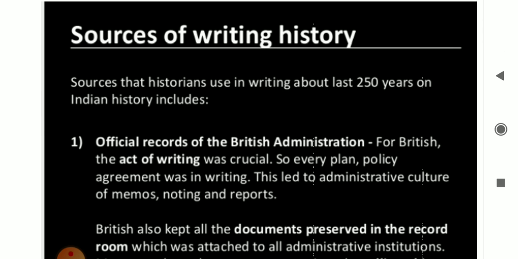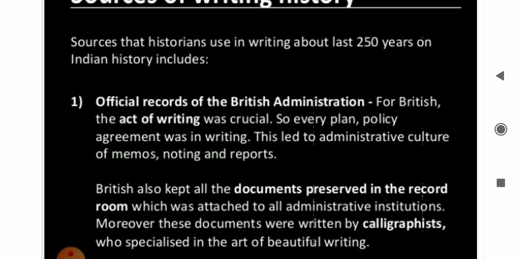There are sources. How do we know history? What are the sources that historians use in writing about the last 250 years of Indian history? How do the historians write our Indian histories? What are the sources? Let us see. Number one is official records of the British administration.